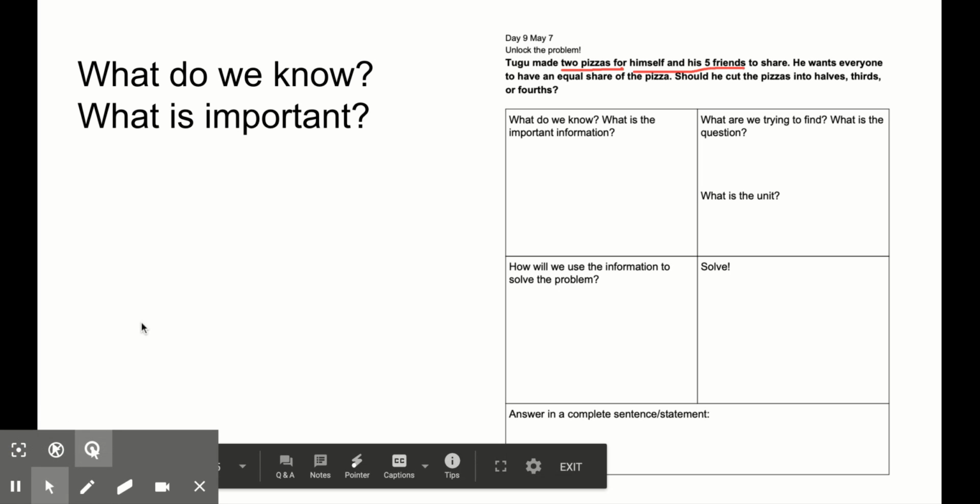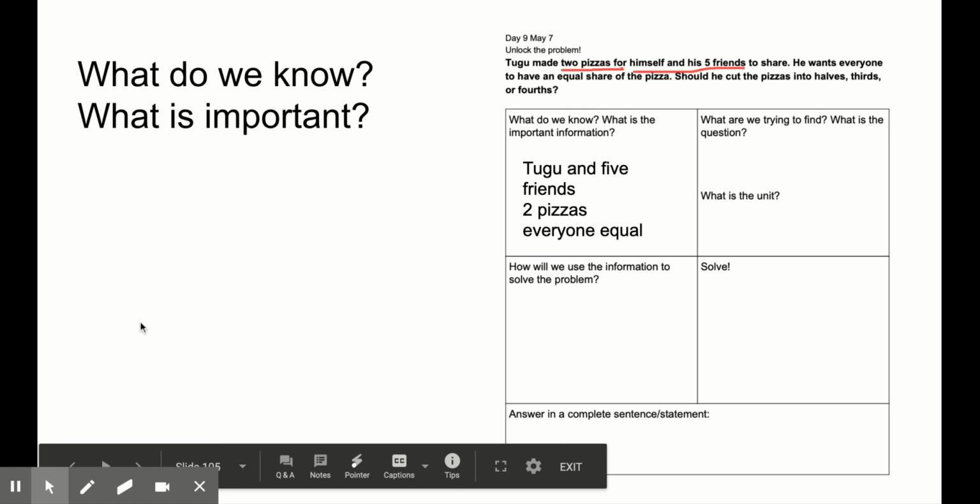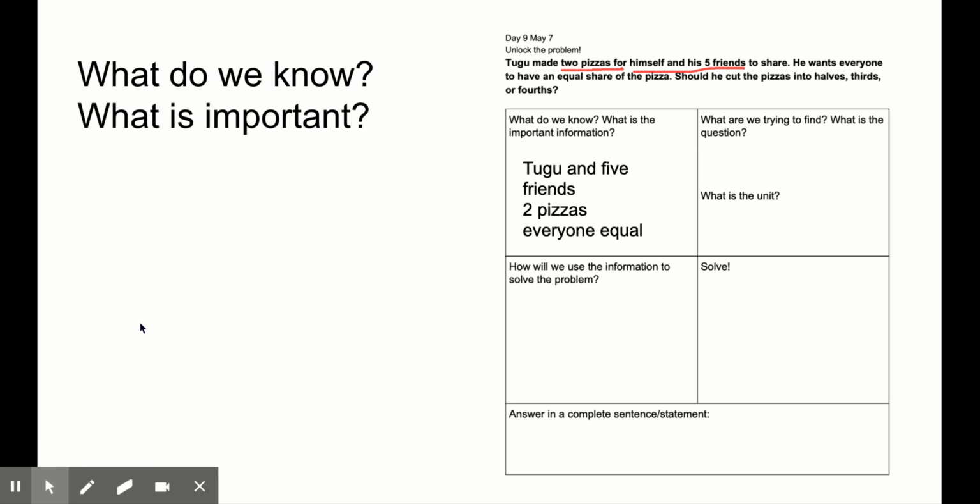So in the what do we know category, we need to say that Tugo and 5 friends, that there are 2 pizzas, and that everyone gets equal slices. So you could write that there are 6 people eating 2 pizzas, that they're splitting them equally. Pause here, and then when you're done writing in what do you know, come back.